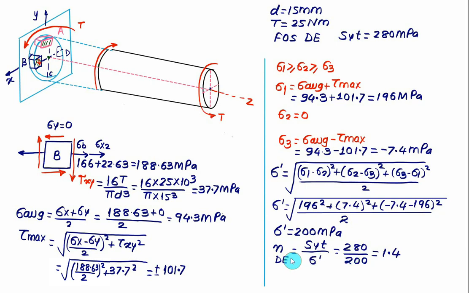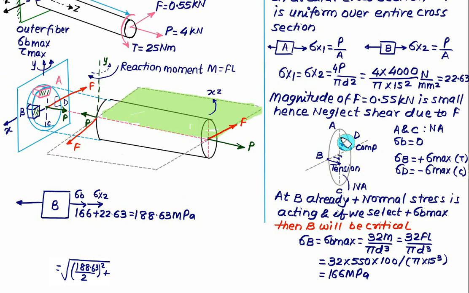Your whole idea is to identify whether A is critical or B is critical. Where the normal stress and the shear stress both act, that point will be the more critical point. So you have to always take the more critical one, that is the highest stress element, which in this case will be B. There is no normal stress acting at point A because A is lying on the neutral axis.